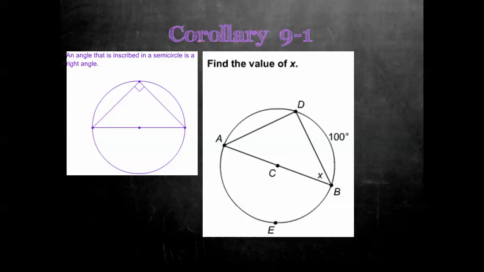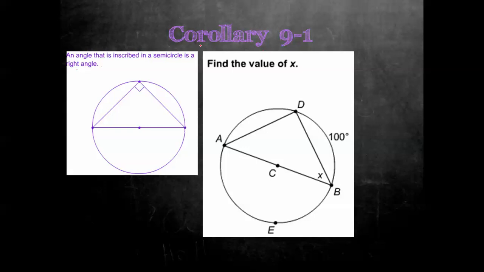First is corollary 9.1. Now remember, a corollary is something that is derived directly from another postulate or theorem. So this corollary that we're going to talk about says an angle that is inscribed in a semicircle is a right angle. Okay, and this makes sense.